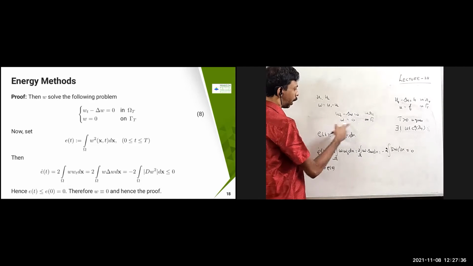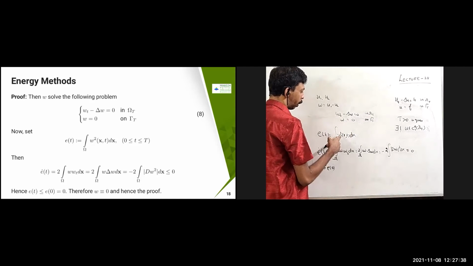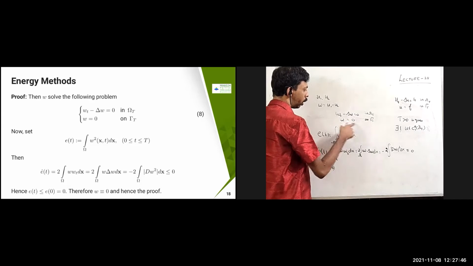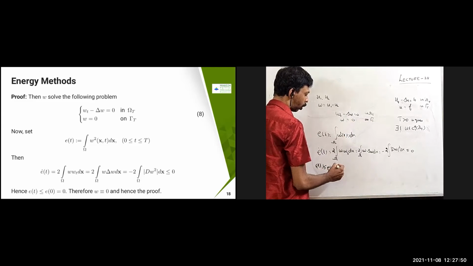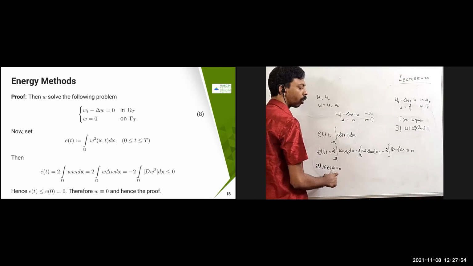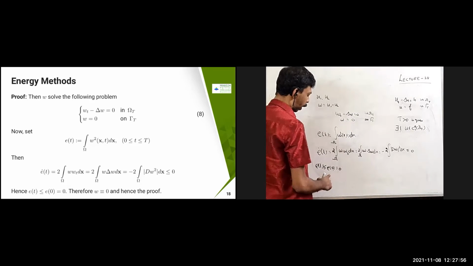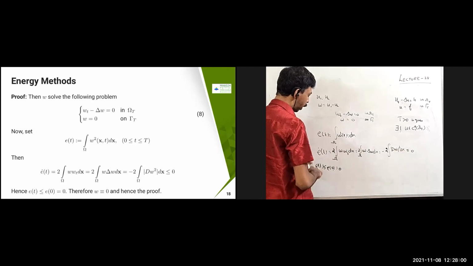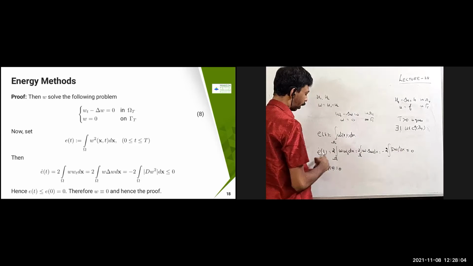But what is E(0)? If I put t equal to 0, then on t equal to 0 it is the boundary value, so E(0) is going to be 0. So E(t) is less than or equal to E(0), which is 0. So we have E'(t) less than or equal to 0 and E(t) less than or equal to E(0), which is a constant.